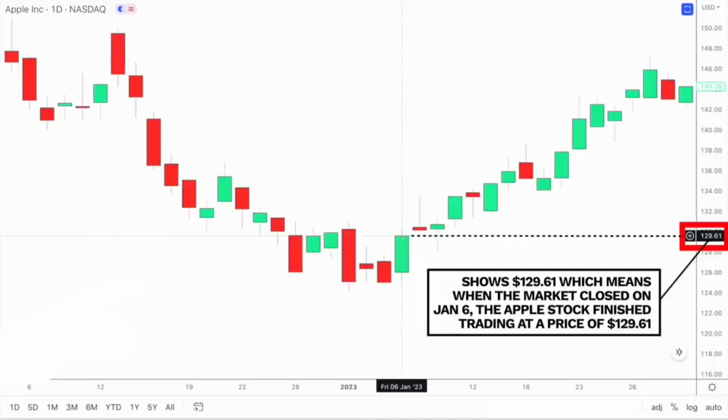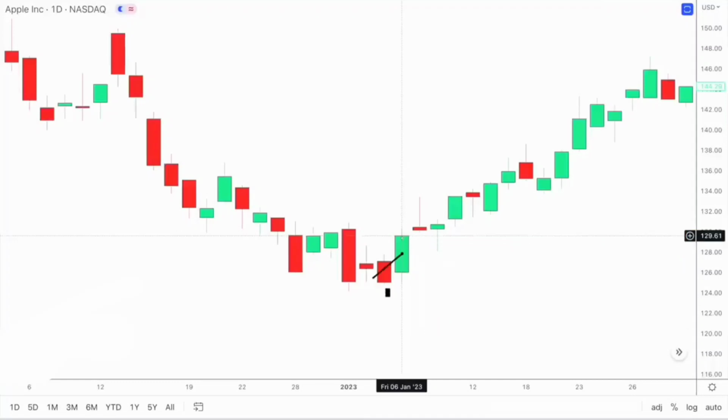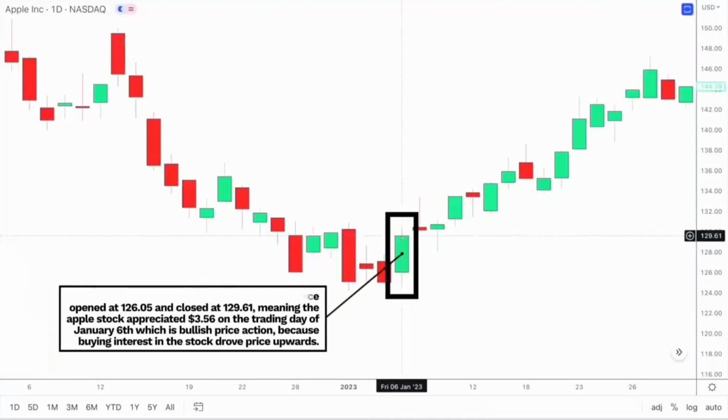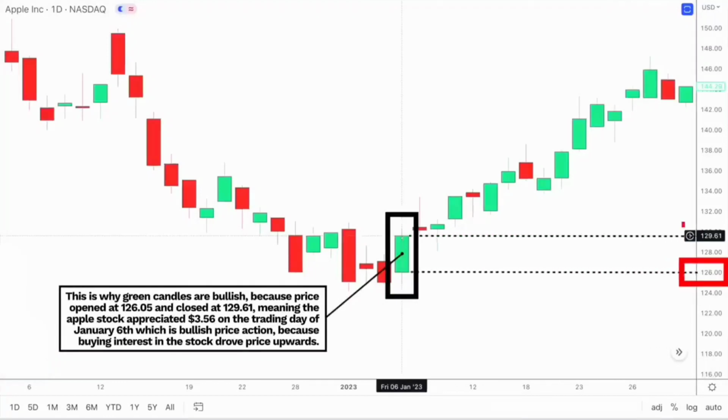This is a green candle, and Apple's stock price opened at $126.05 and closed at $129.61, meaning Apple stock appreciated $3.56 on the trading day of January 6th, which is bullish price action because buying interest in the stock drove the price up.